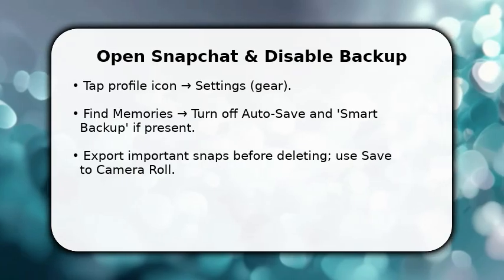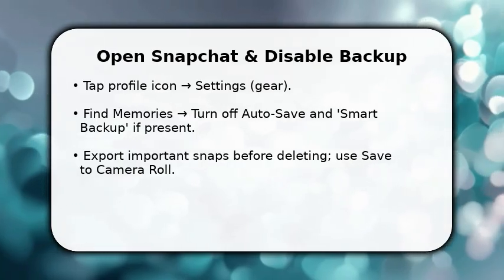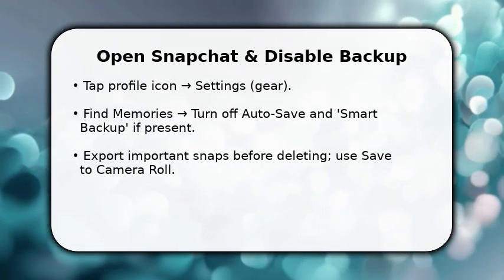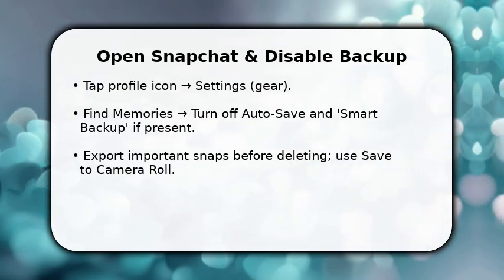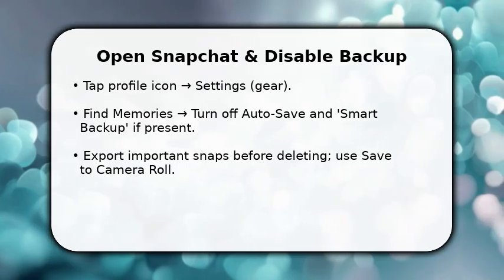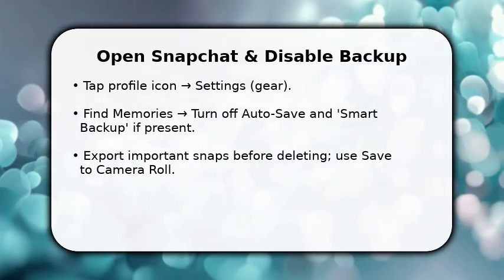Enjoy the video. You start inside the app. Open Snapchat, tap your profile, then the gear icon for settings. Once there, go straight to Memories and turn off autosave and any smart backup options so new snaps stop uploading.